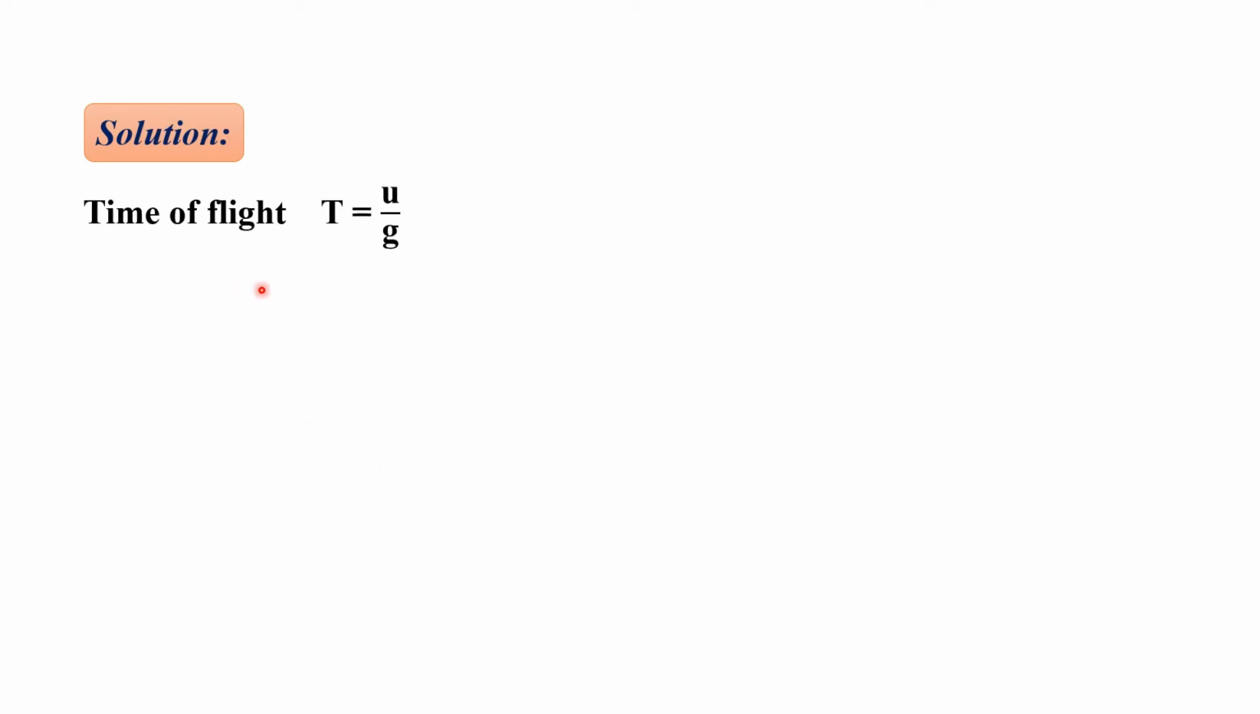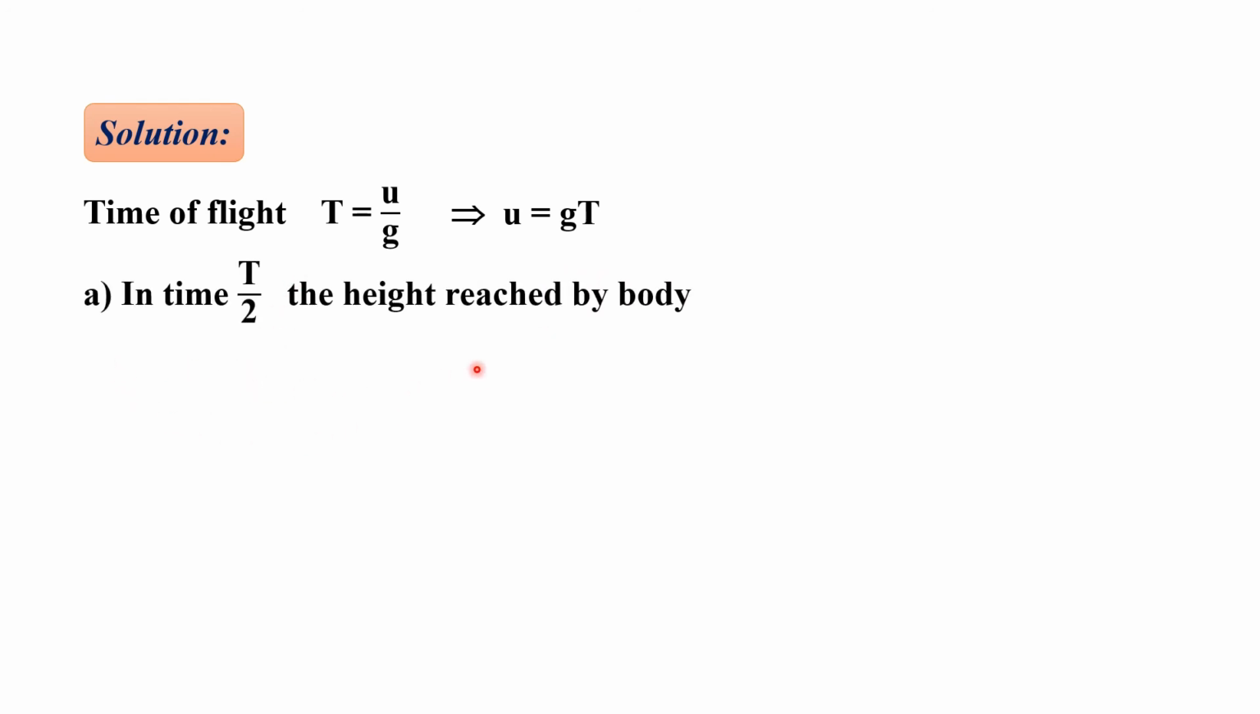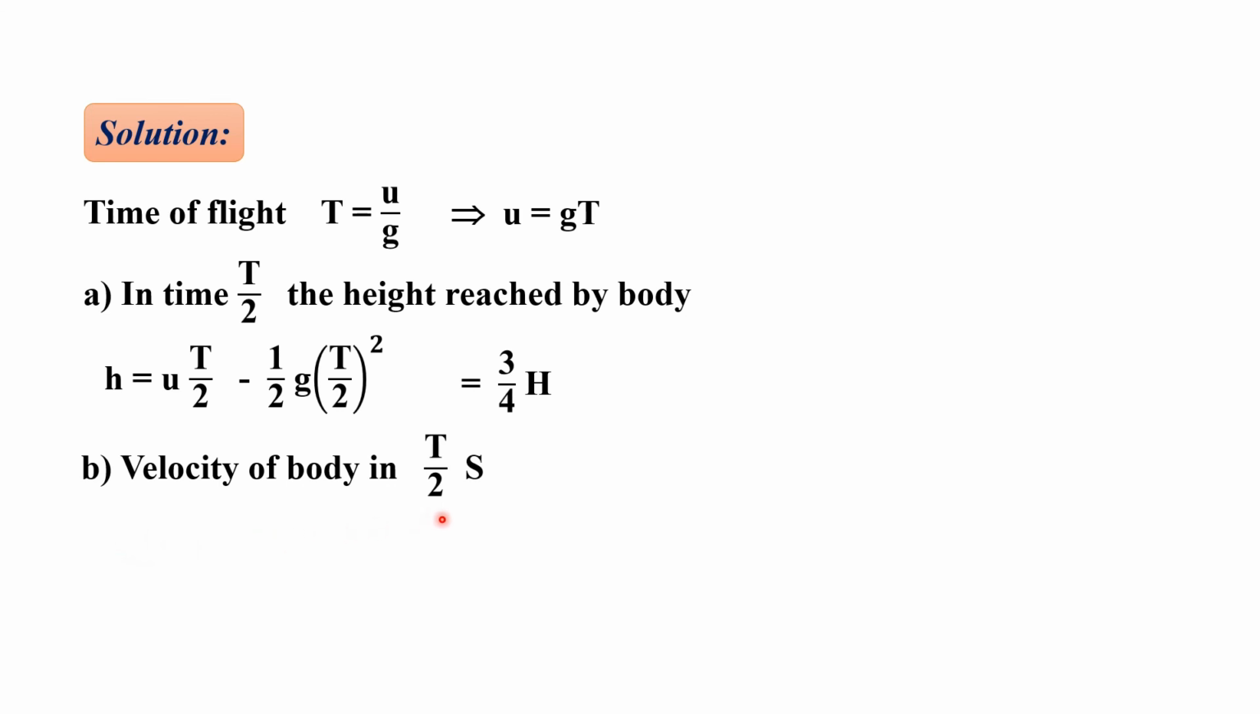Time of flight t is equal to u by g, so u is equal to gt. In time t by 2, the height reached by the body, h, is equal to u times t by 2 minus half g (t by 2) whole square. So that is equal to 3 by 4 h. So the velocity of the body in t by 2 seconds is v is equal to u minus g t by 2. So u minus g into u by 2g. g cancels. u minus u by 2, taking LCM, 2u minus u by 2.